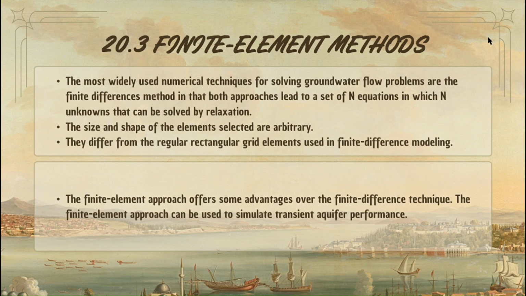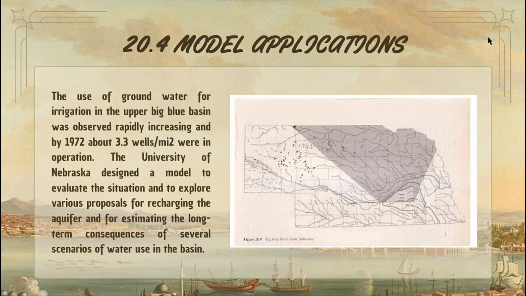The finite element approach offers some advantages over the finite difference technique. The finite element approach can be used to simulate transient aquifer performance. The finite element method offers advantages over finite difference, requiring a smaller nodal grid and allowing for handling of multiple anisotropic formations with different principal directions. It is suitable for simulating transient aquifer performance. Further details on the finite element technique can be found in additional references for those interested.